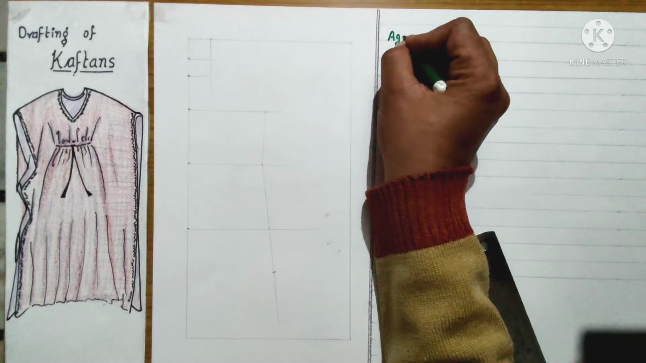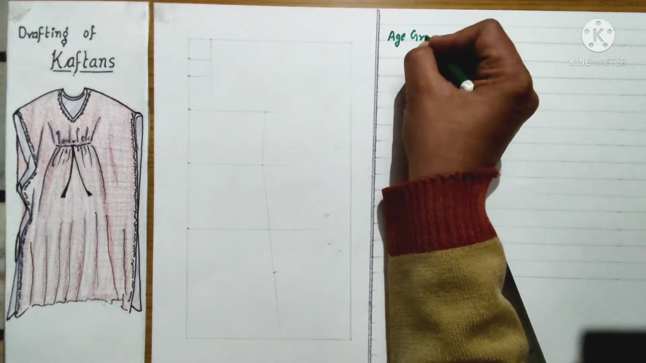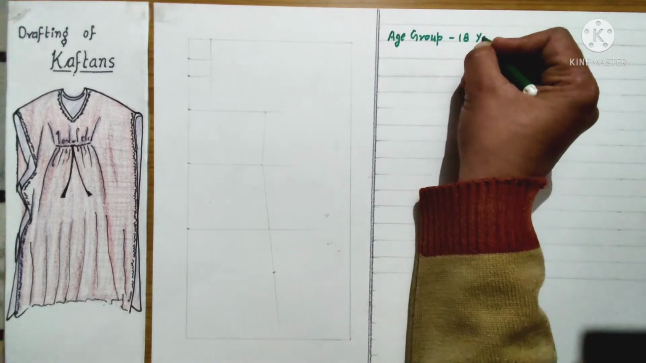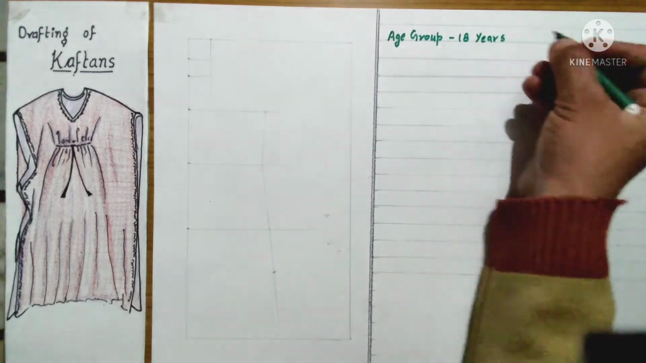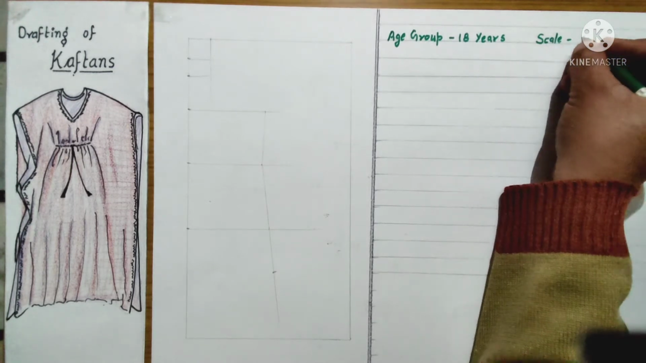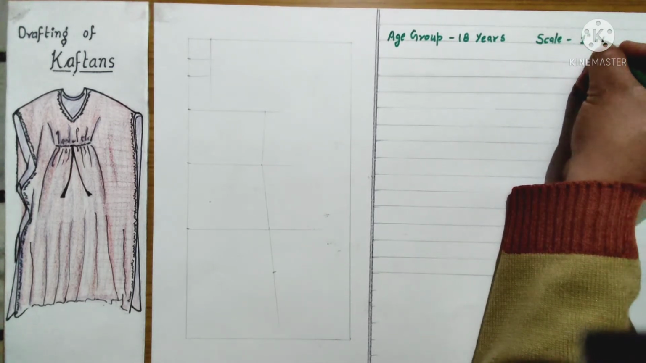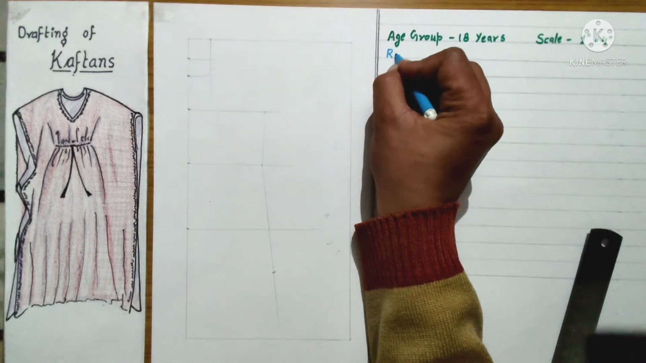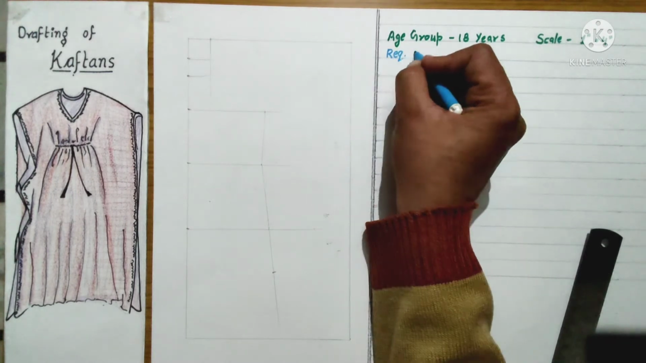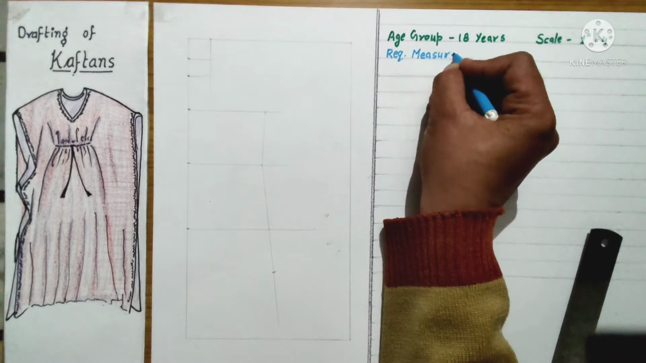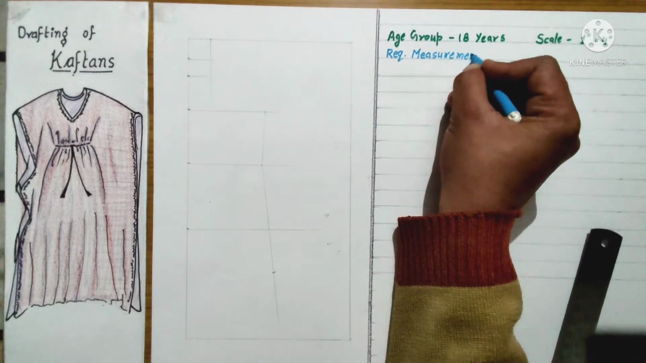For drafting, as you know, we are using the age group of 18 years. If you want to see about the age groups and the standard measurement table, go through this playlist. The standard measurement table is there. You can check this process and everything. The scale we are using is 1 inch equal to 4 inches, and generally 3 measurements are required.